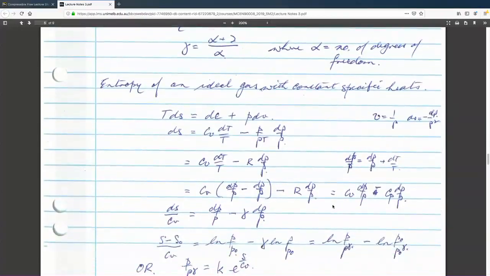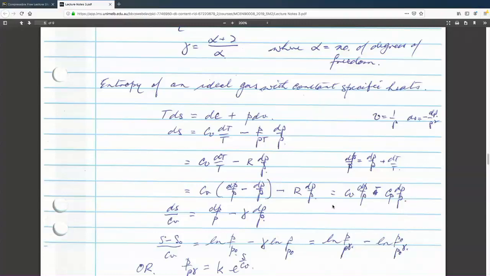So now I take this ds and divide it by the Cv, and I get ds over Cv is dp over p minus gamma d rho over rho. Cp over Cv is gamma. So that's d rho over rho. So I can now integrate this very easily.